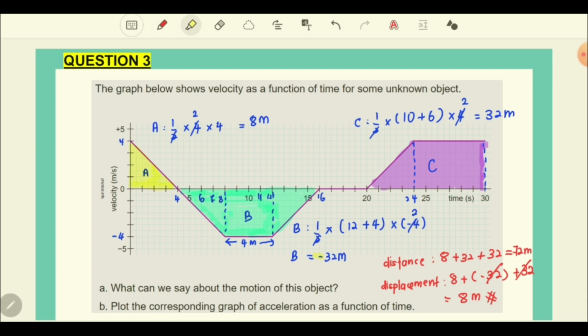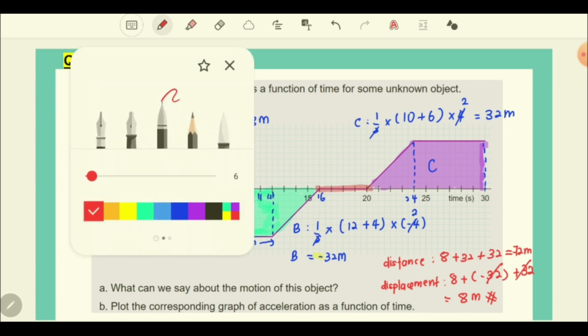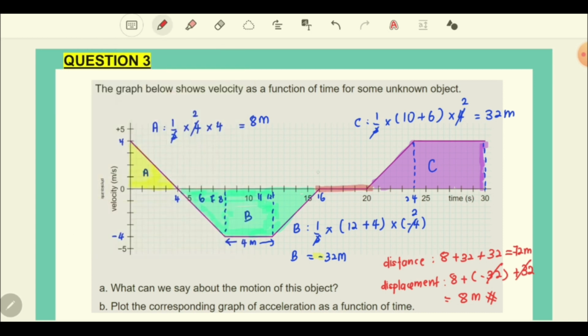Okay. So I want to highlight here from 16 to 20 seconds, the object is not moving. Why? Here V is equal to 0 meter per second. The object is at rest. Dia berehat selama 4 second, from 16 to 20. So tak ada distance lah dekat situ. Okay. Alright. Good. So now let's try to describe the motion of this object.